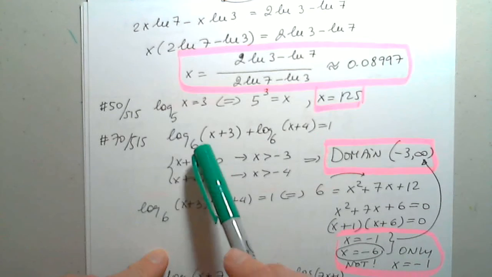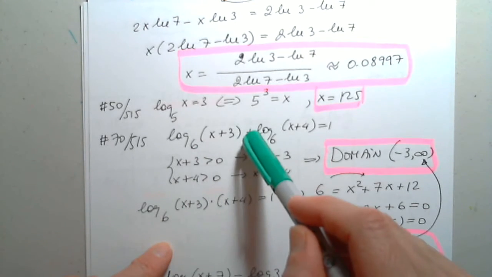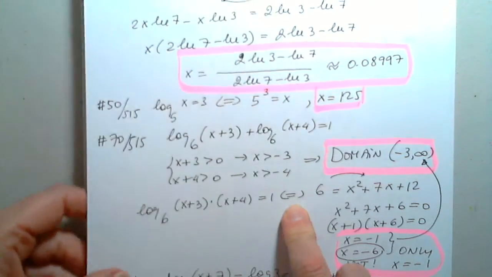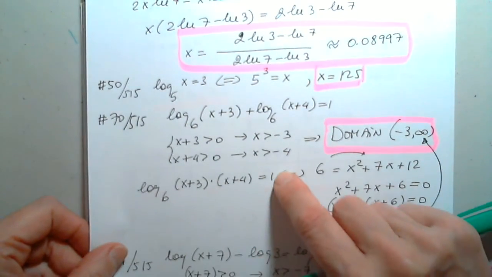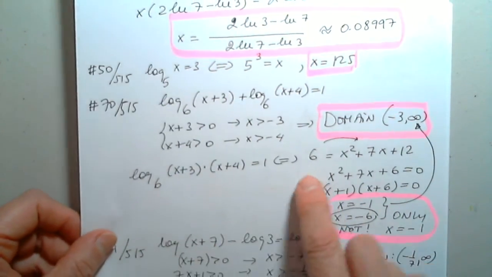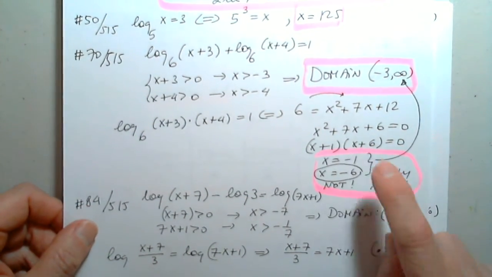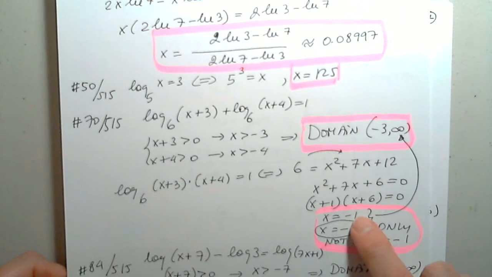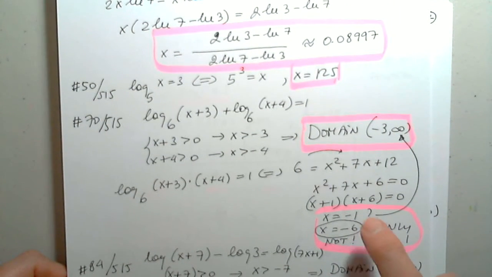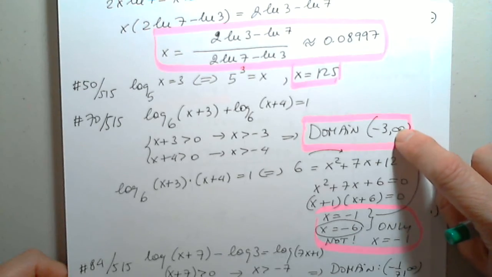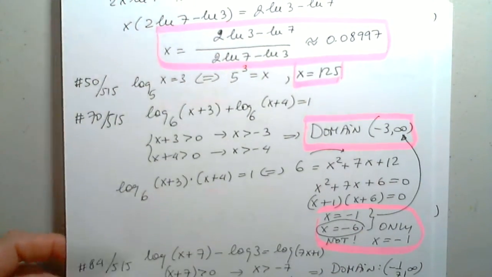Condense, log base 6, because they have the same base, it's a plus. Log base 6 of this product equals 1. Counterclockwise, 6 raised to the first power equals this. I already multiplied it. I subtracted 6, I factored, I got -1 and -6, and I'll say no to -6 and yes to -1. -1 is in the common domain, and -6 is not.